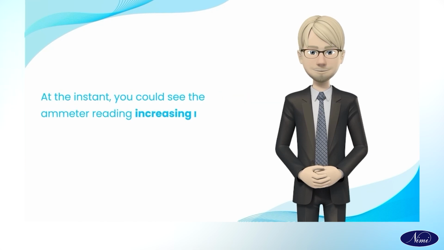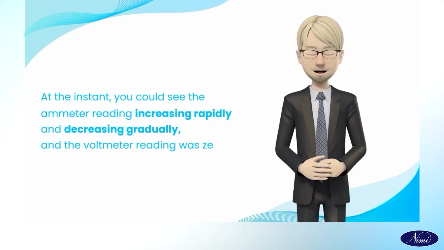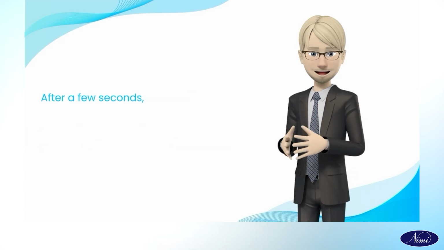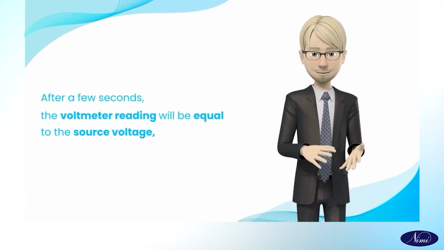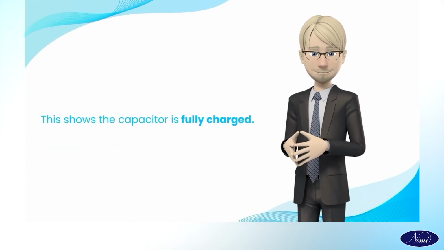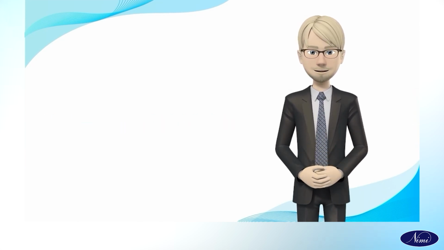At that instant, you could see the ammeter reading increasing rapidly and decreasing gradually, and the voltmeter reading was 0. After a few seconds, the voltmeter reading will be equal to the source voltage and the ammeter reading will become 0. This shows the capacitor is fully charged. Step 6. Open the switch S.